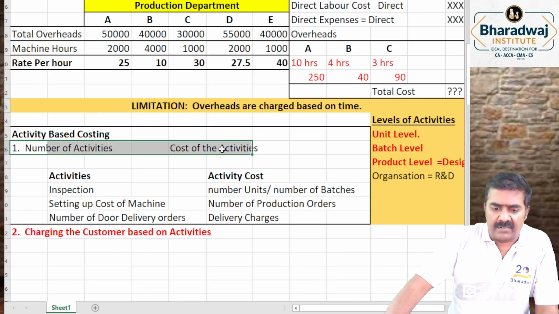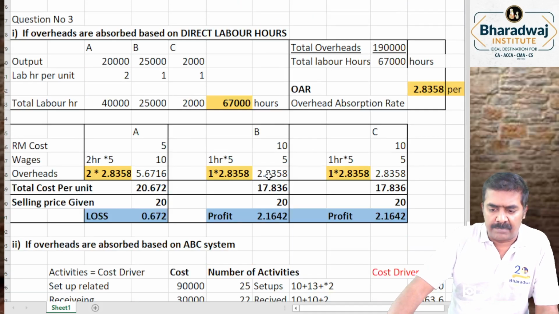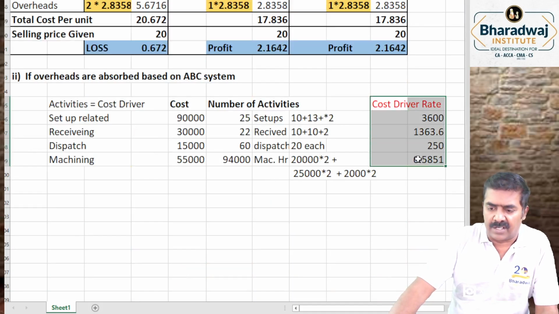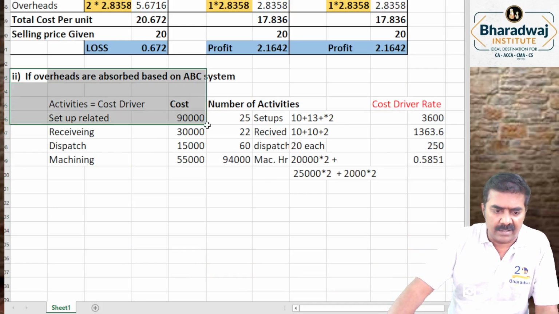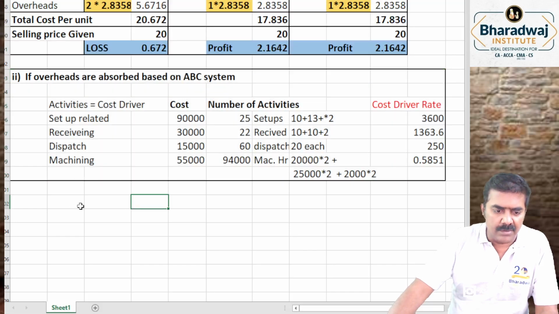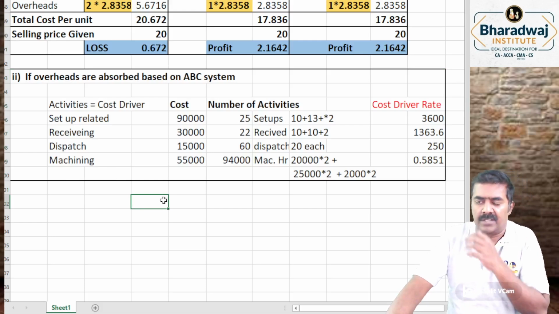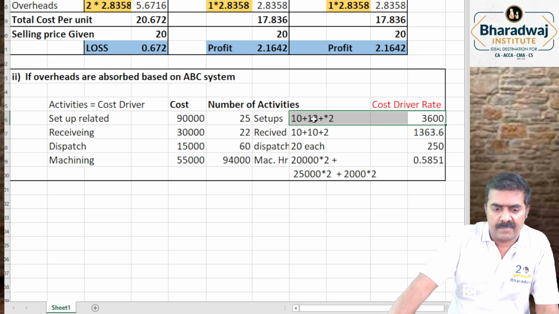I repeat. See the number of activities and cost of the activities. Clear? See the activity and activity cost. Then work out the rate per activity. That is called as which one? Cost driver rate. Using this, calculate the product cost. How to calculate the product cost?